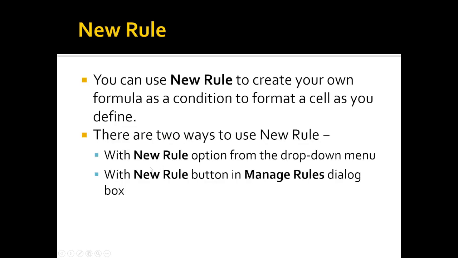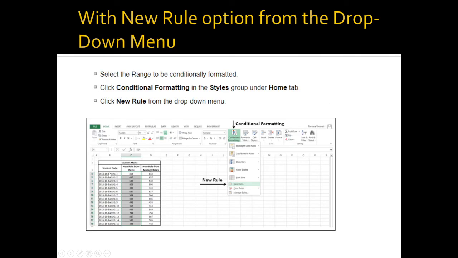New rule. You can use new rule to create your own formula as a condition to format a cell as you define. There are 2 ways to use new rule: with new rule option from the drop down menu, or with new rule button in the manage rules dialog box. So with new rule option from the drop down menu, select the range to be conditionally formatted. So this is the range. Click conditional formatting, at the home ribbon, and then we click on new rule.